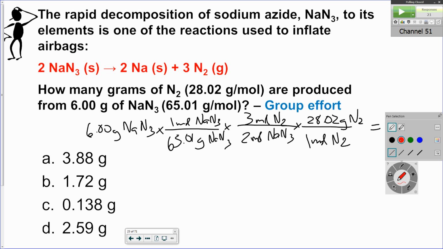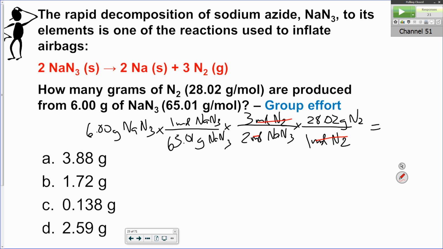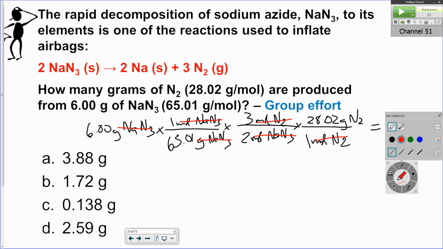Let's see if I've got my units set up right. Moles of nitrogen cancel. Moles of sodium azide cancel. Grams of sodium azide cancel. That's looking good. And you get 3.88 grams when you go all through that. All right. Question on that?